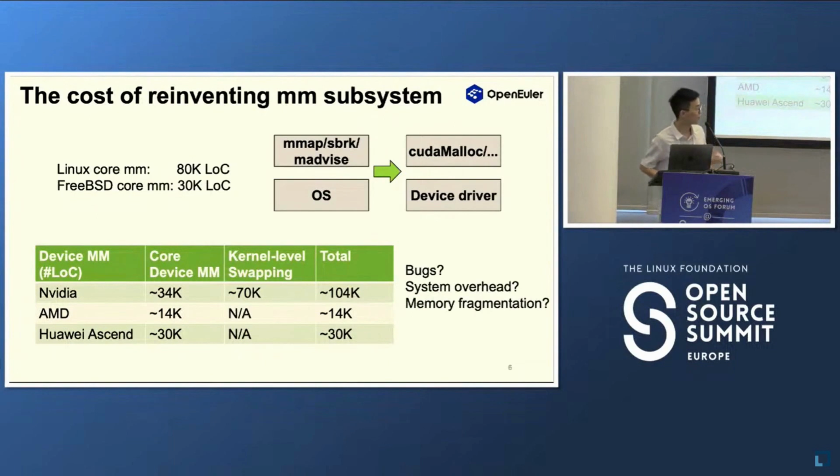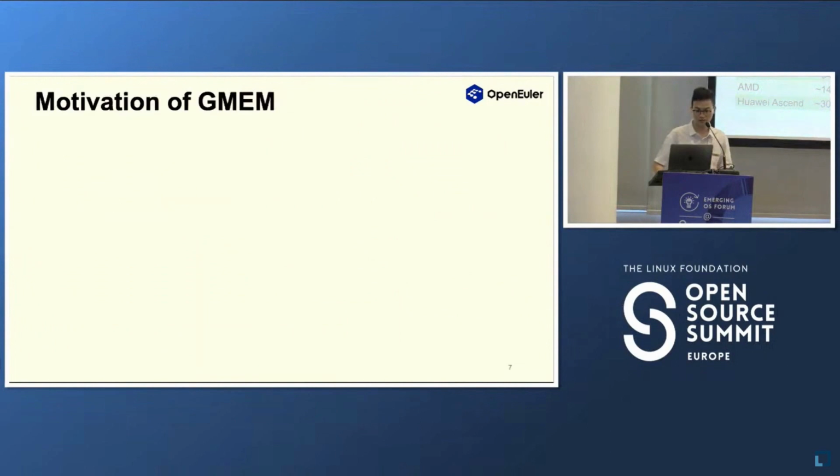We have a doubt about whether these memory subsystems have bugs, system overhead, or memory fragmentation issues, because memory management is very complicated and has evolved over a long time in the operating system, but accelerators are quite new. This ultimately gives us the motivation for GMEM.